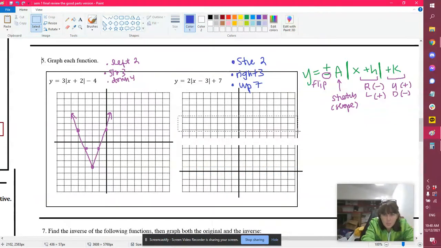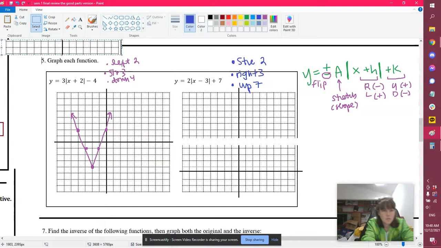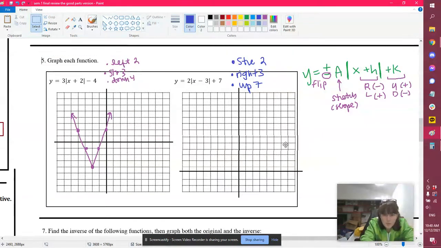I'm going to copy and paste all of this and reconstruct. Wow. The power of technology. Great. I started to the right 3, up 1, 2, 3, 4, 5, 6, 7. Stretch 2 means I go over 1, up 2, over 1, up 2 on both sides, and I connect my dots.